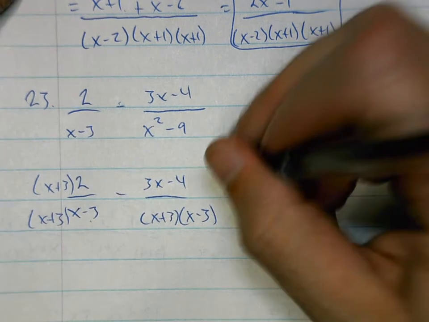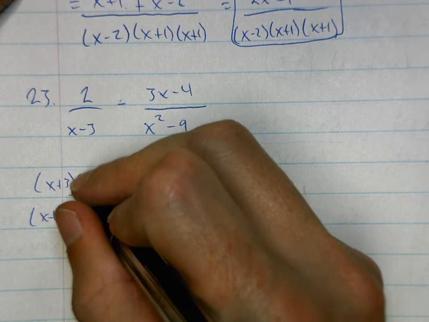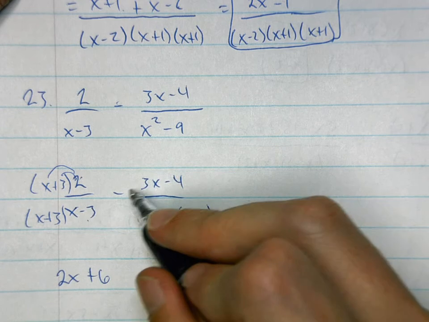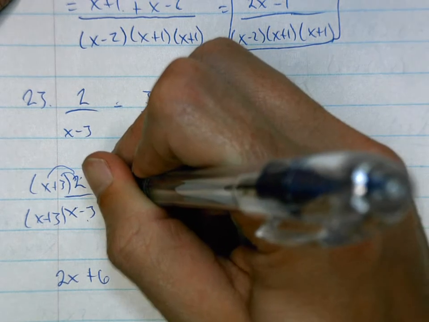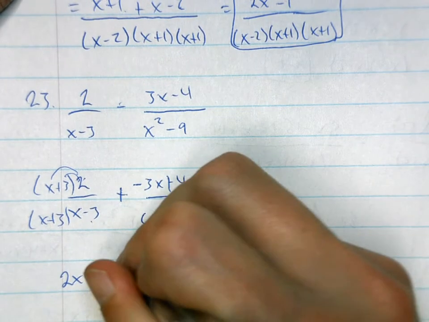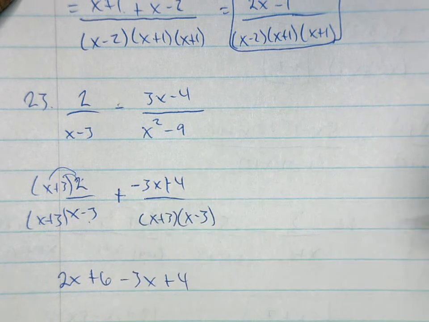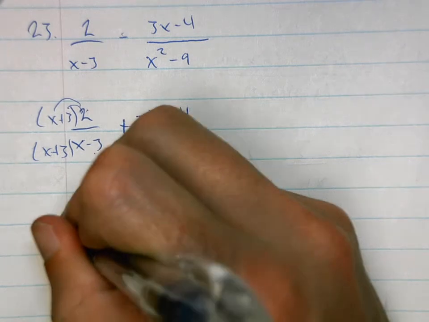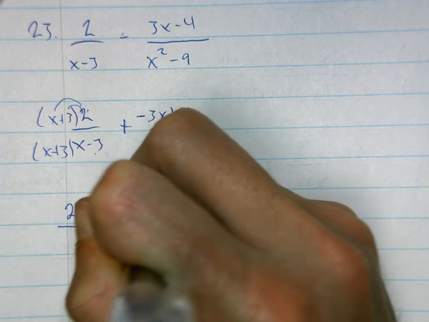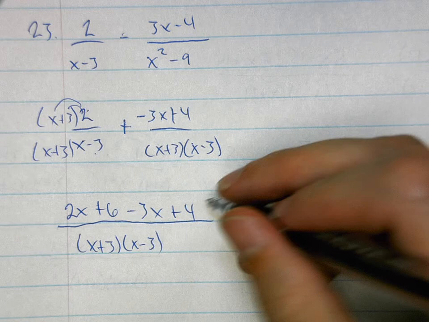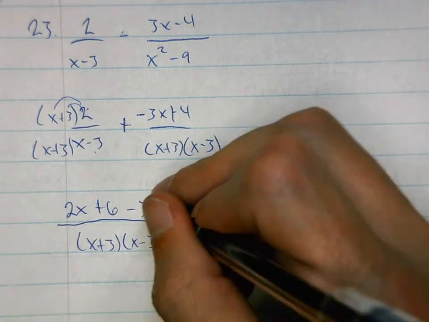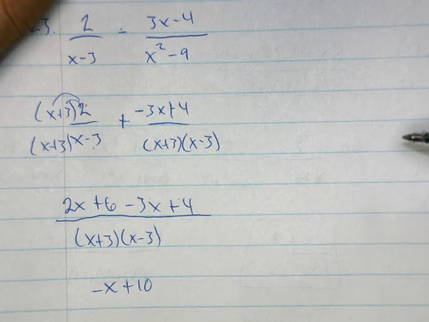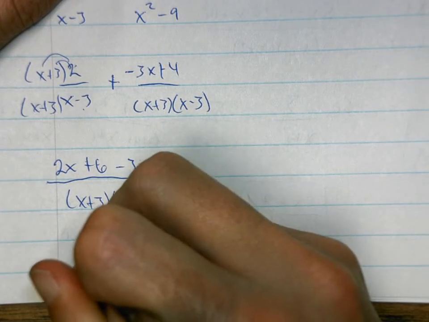So these combine together. 2 times x is 2x. 2 times 3 is 6. This is a negative, so we change that to a positive and change all these signs. So minus 3x plus 4, all over x plus 3, x minus 3. Combine like terms. 2x minus 3x is negative x. 6 plus 4 is 10. All over x plus 3, x minus 3.